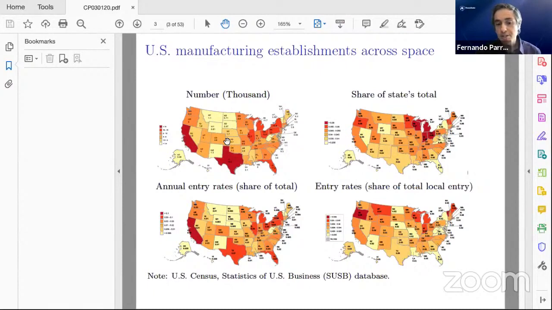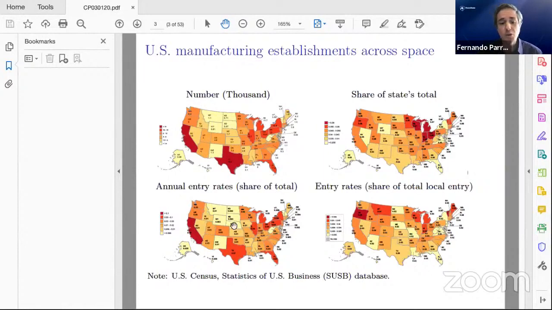Of course, this large spatial heterogeneity in the distribution of firms is in part driven by size. And therefore, on the right-hand side, we control for size. So we compute the number of establishments as a share of the total number of establishments in a given state. And still, we can see this large spatial heterogeneity, and we can see how manufacturing firms intensively concentrate in the Rust Belt states.